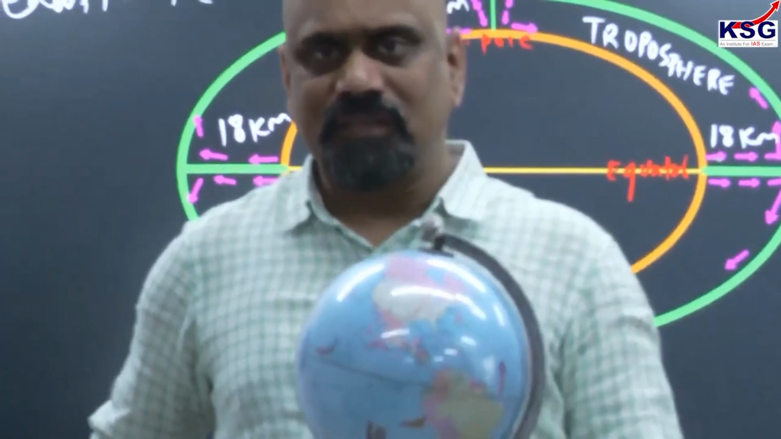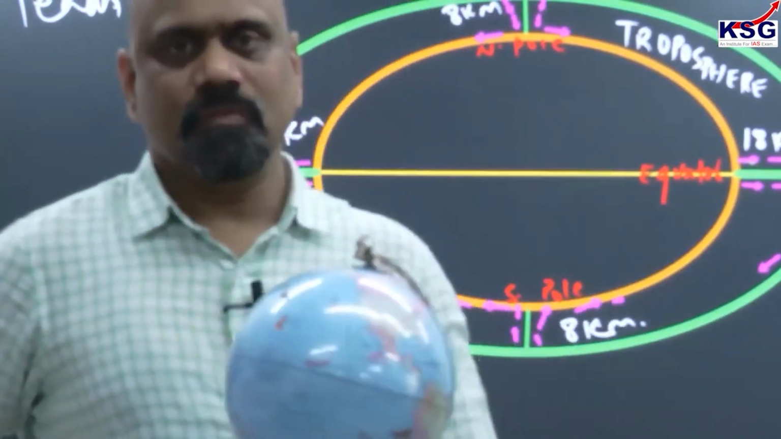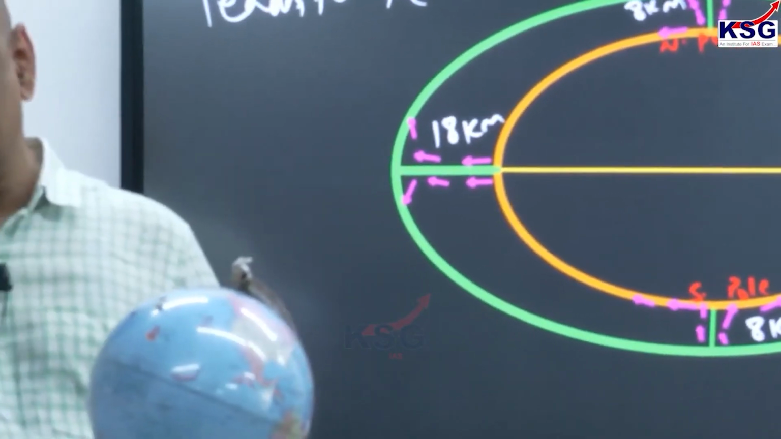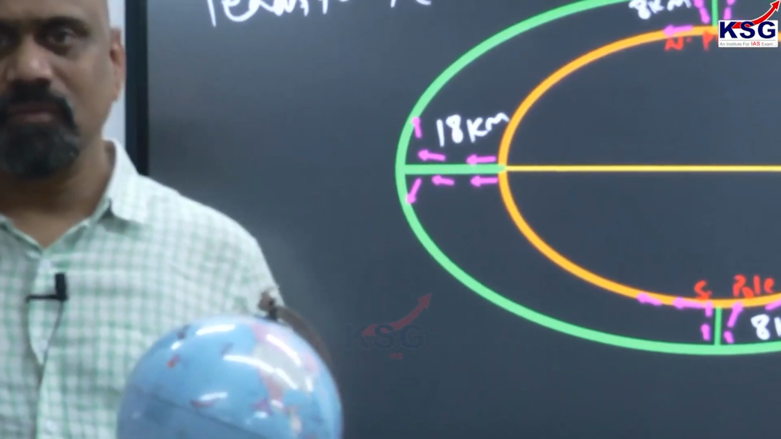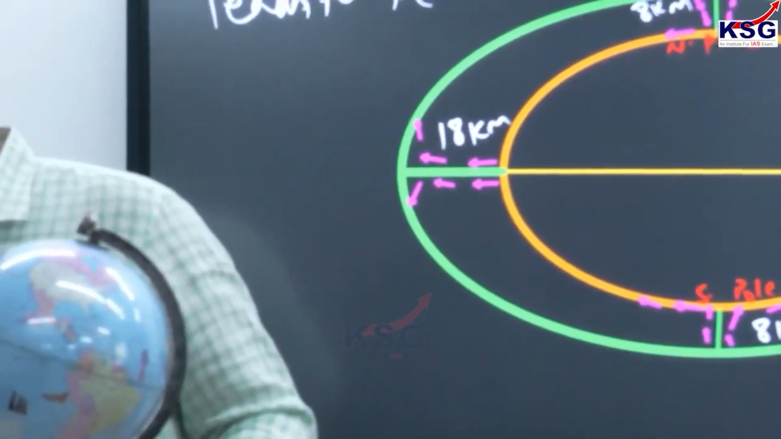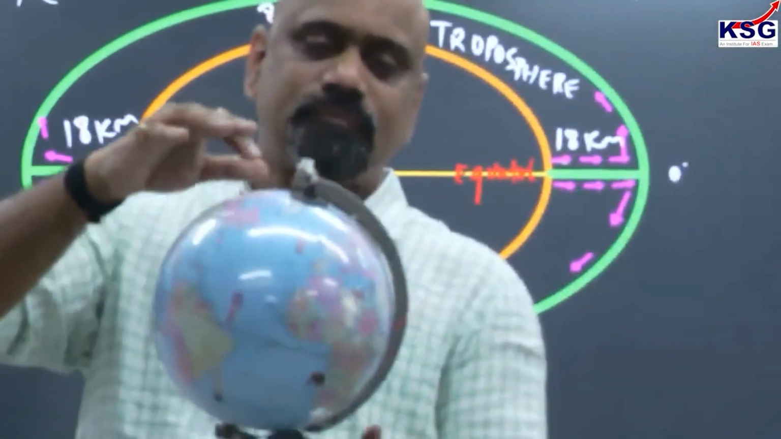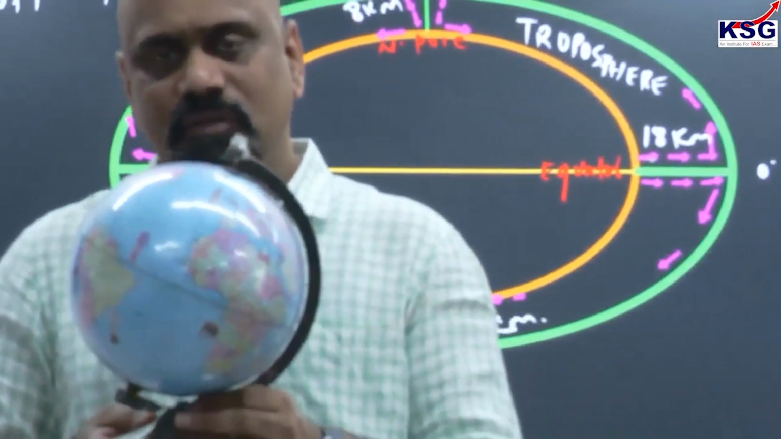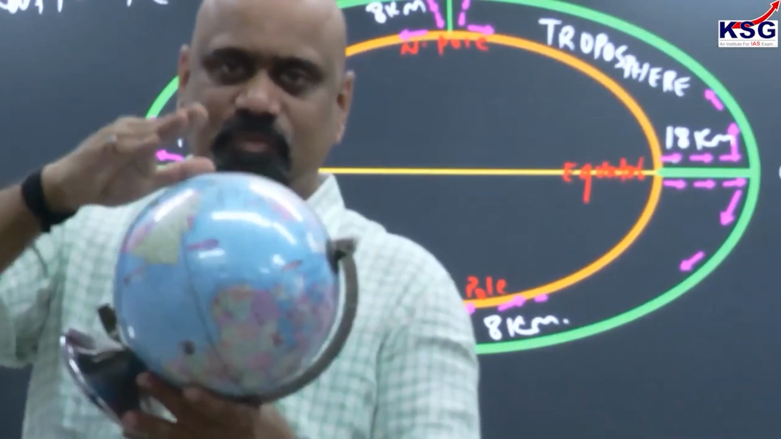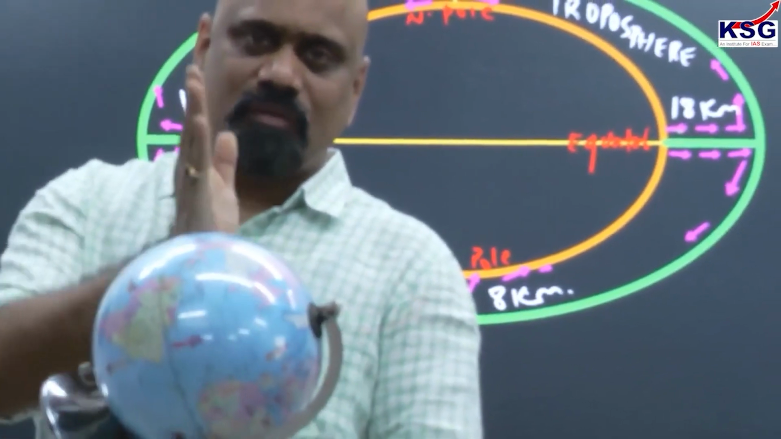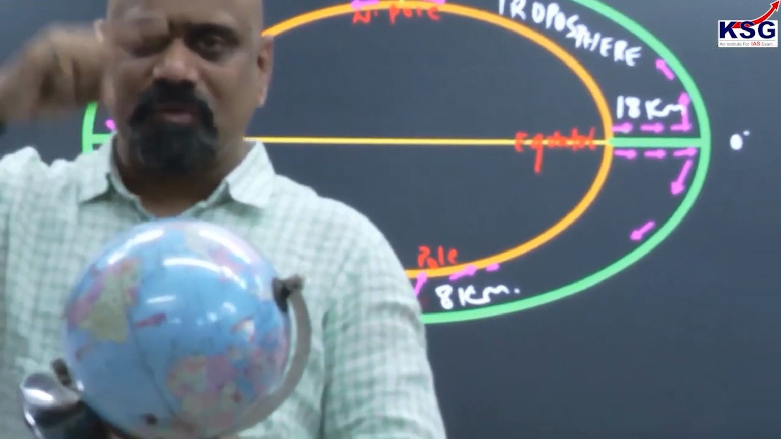Now, you can see this. Look here. If this is the earth here, temperature is more at the equator, because of which convectional instability is more, so air will move upward here. It is going upward.